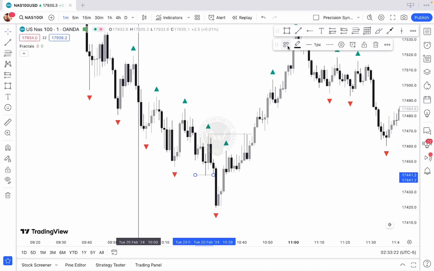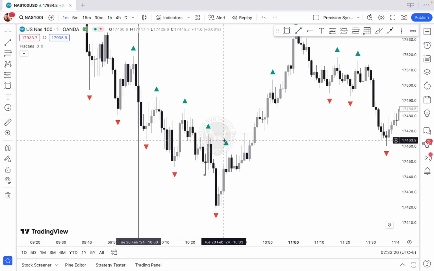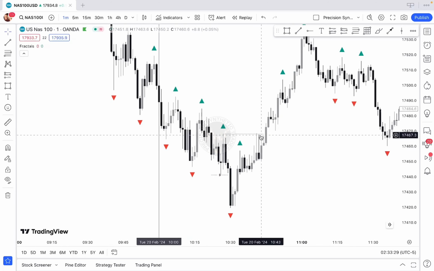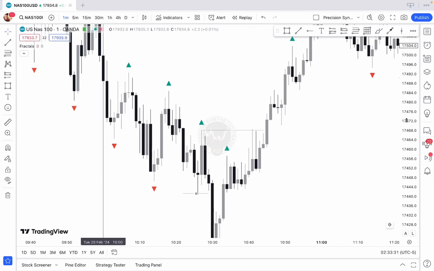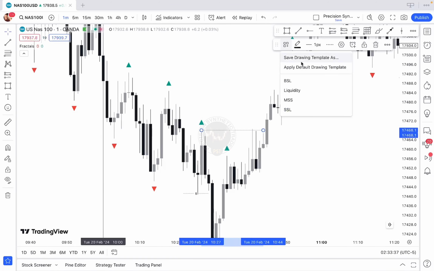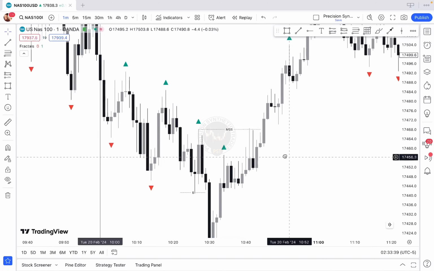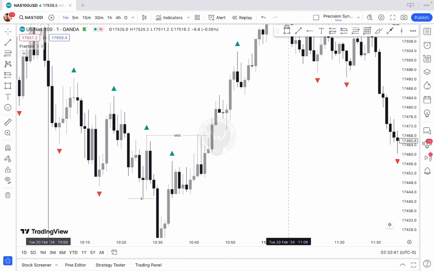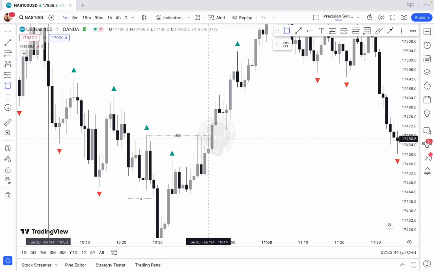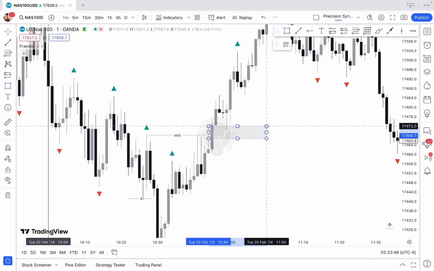Yes, market took liquidity down there. Did we break this high? Yes, we did. As you can see, this candle broke through this high. So that validates my market structure shift. Where's the closest fair value gap? That one there.